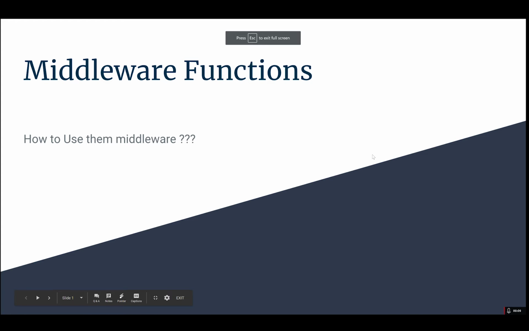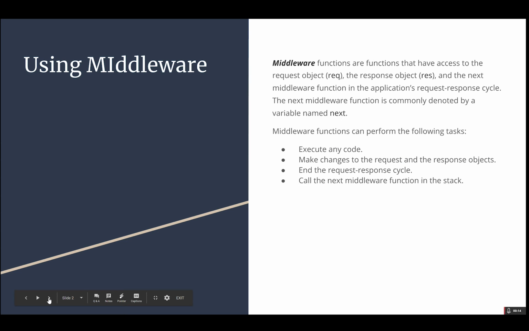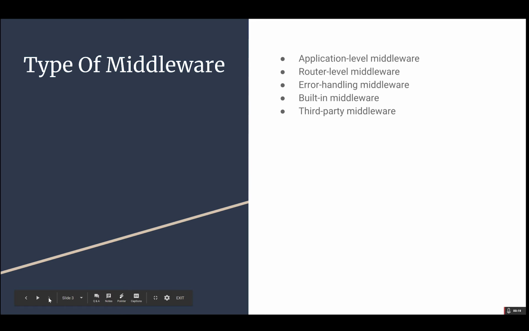In this video, we're going to talk about middleware functions. Express is a routing and middleware web framework that has minimal functionality of its own. An Express application is essentially a series of middleware functions. Middleware functions are functions that have access to the request object and the response object, and the next middleware function in the application request cycle. The next middleware function is commonly denoted by the name next. What can a middleware function do for you? It can execute any code, make changes to the request and response objects, end the request-response cycle, and call the next middleware function in the stack.